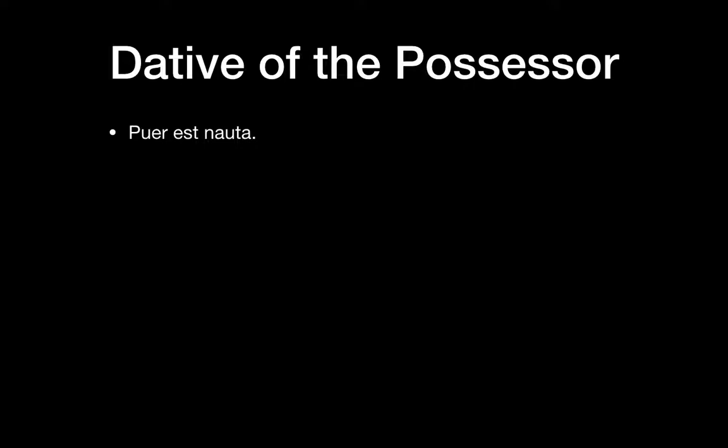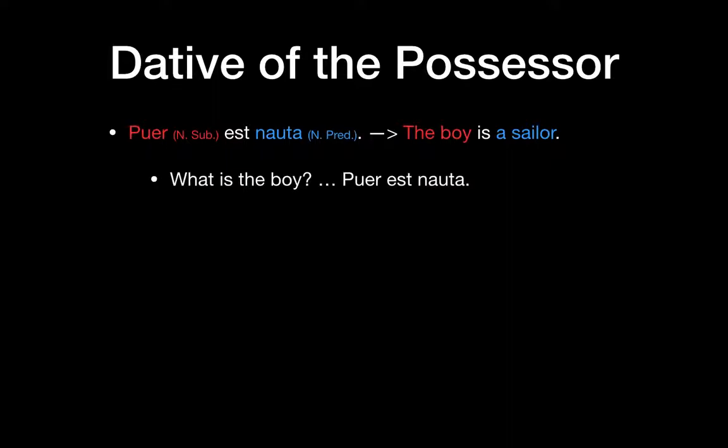Here's a quick video just to serve as a reminder of how dative of the possessor works. We'll take it from the beginning. Here's a simple sentence. Puer est nauta. Puer is the subject, nauta predicate nominative because est is a copulative verb. The boy is a sailor. This sentence is the answer to a question like, what is the boy? In Latin you would answer, puer est nauta.